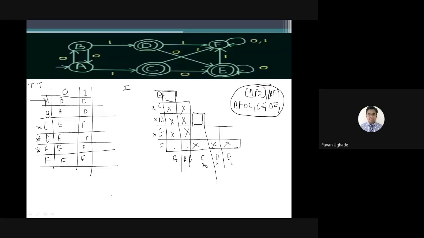Okay, so I'll write down here only then. AB, then AF, and then BF, then DC or CD, then CE, and the last is DE. In step 2, this is all about step 2.